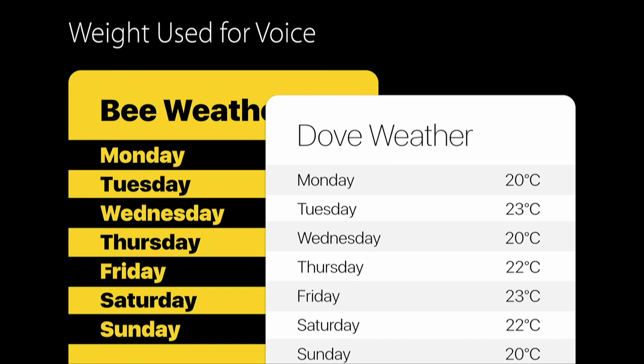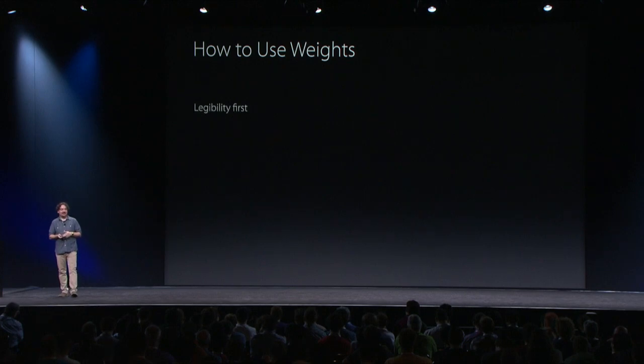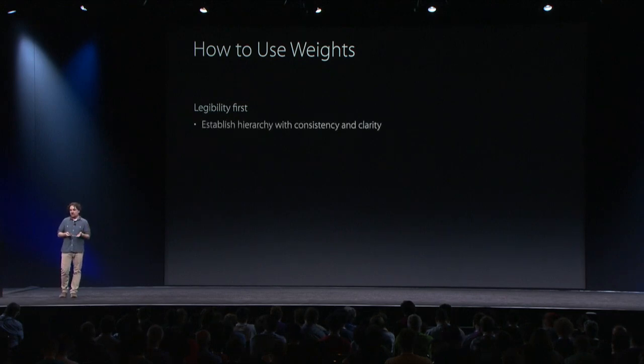And if you're sitting there and you're thinking, oh, but the color is deceiving me, I actually made Zebra Weather as well, which proves my point better. So you can really use weight to achieve a stylistic effect. However, remember that fonts are there to serve the text, and so legibility is our first concern. You want to establish a hierarchy with consistency and clarity.